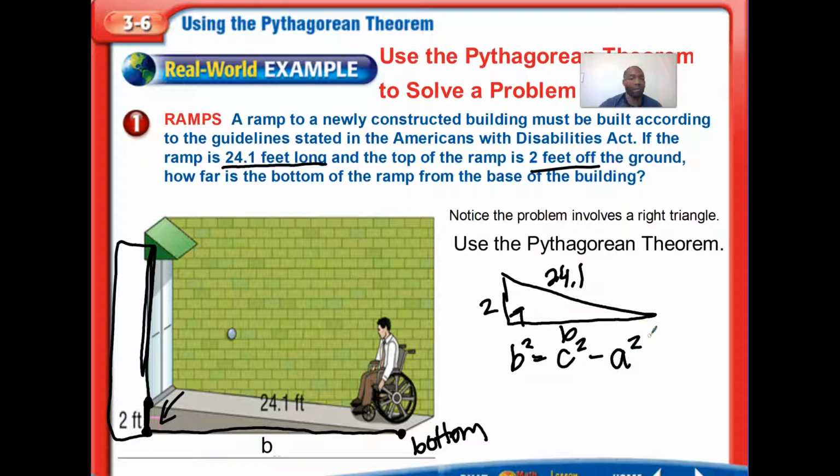All right, today I have my calculator, won't be doing Desmos. So we have B squared is equal to, what is C squared? Well, that's the side across from the right angle. So that's 24.1 squared minus 2 squared.